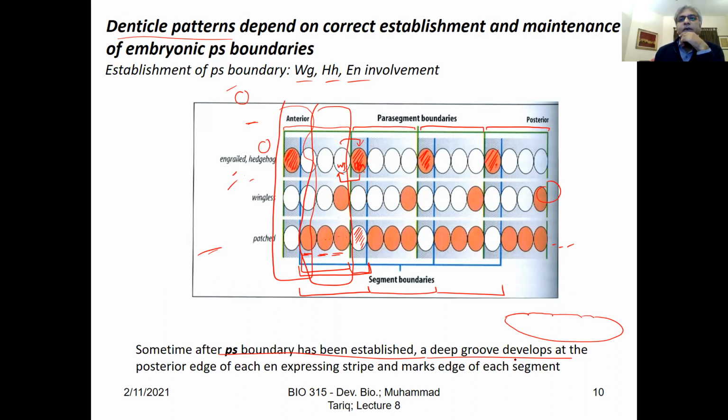So this deep groove develops at the posterior edge of each engrailed expressing stripe. And that marks the edge of the segment, because this is the engrailed expressing posterior region. And that's where a groove will appear. A slight groove in the embryo will appear. And that marks the segment basically, because this is going to contribute to the next segment.